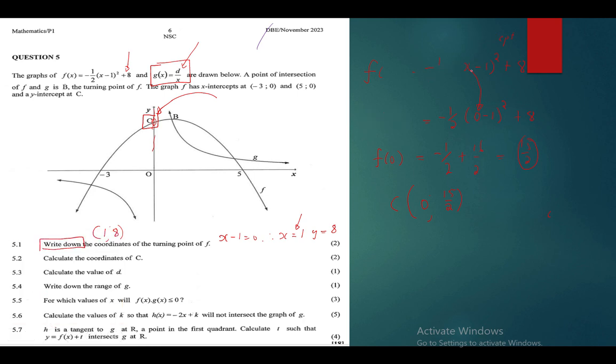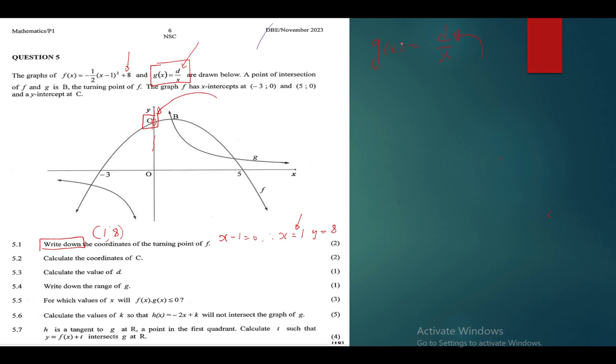You are now answering 5.3. You want to know the value of t. You have g of x equals d over x. So you want to know the value of t. Let's do it. You know that g of x equals d over x, and you want to know what is this value of t.